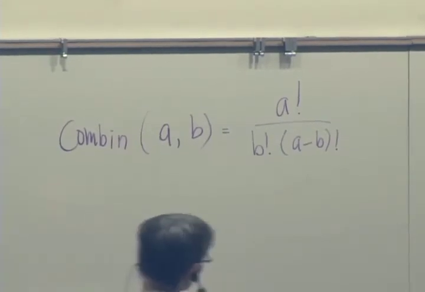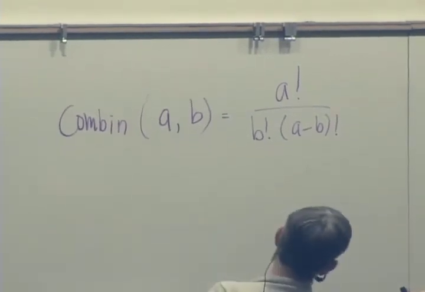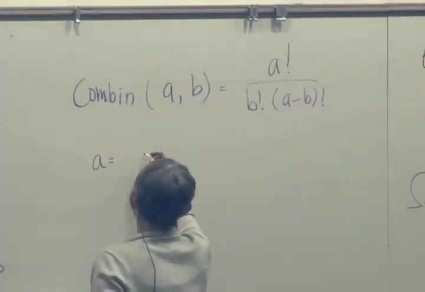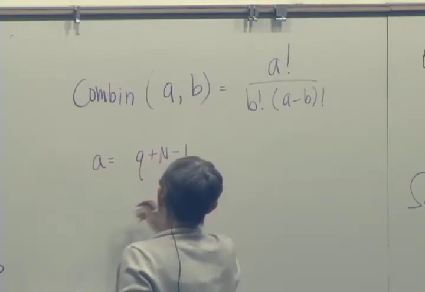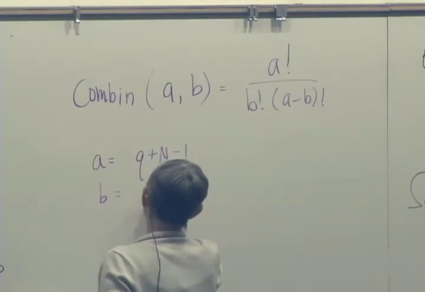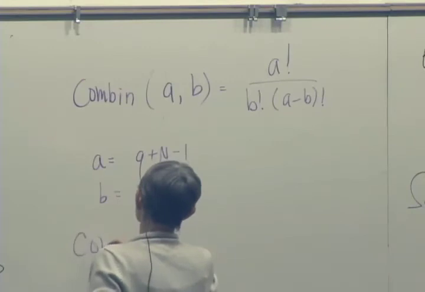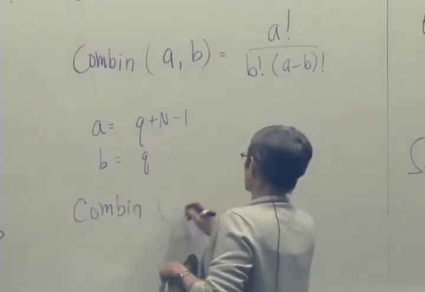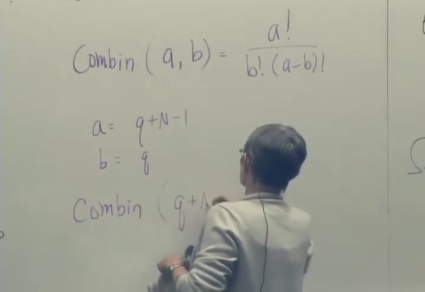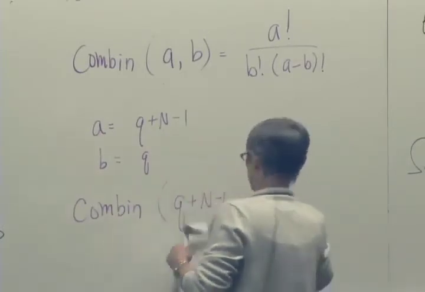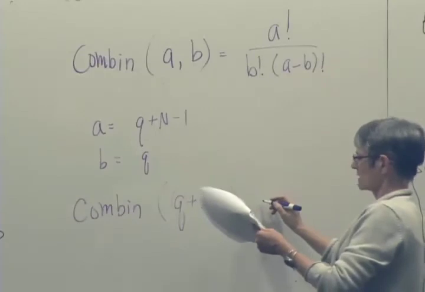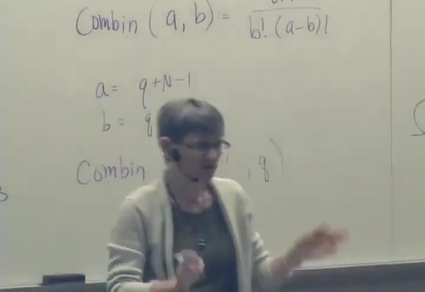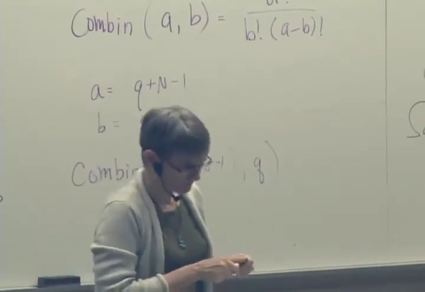If you think about it, we want q plus n minus 1 factorial. So a is q plus n minus 1, and b is q. So what we want is the combinations of q plus n minus 1 and q. That's what we want to tell the calculator or VPython or whatever we're using to calculate.